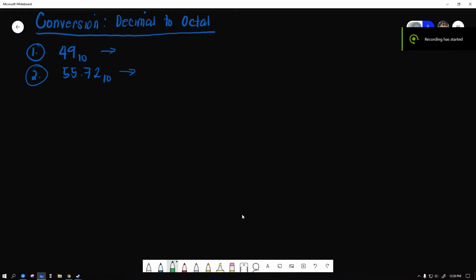Today we will be discussing how to convert decimal numbers to the octal number system. So we'll be doing this one to octal. We know that this becomes base 10 to base 8.